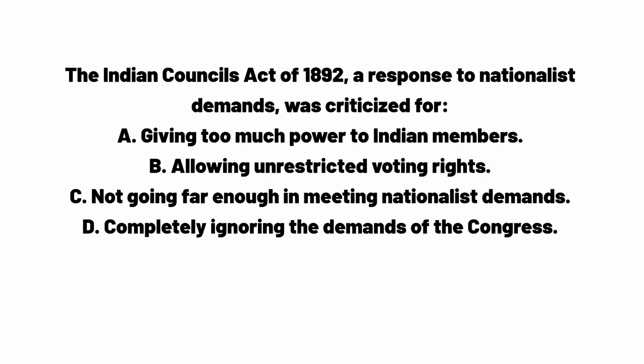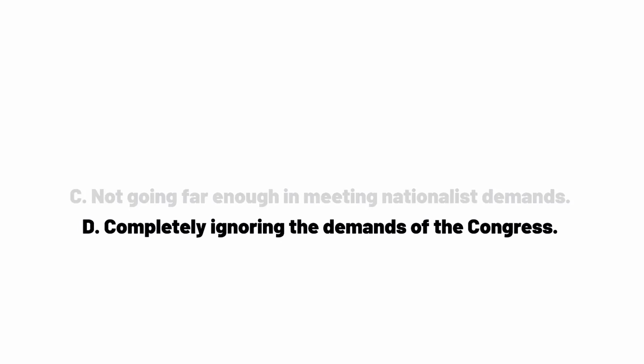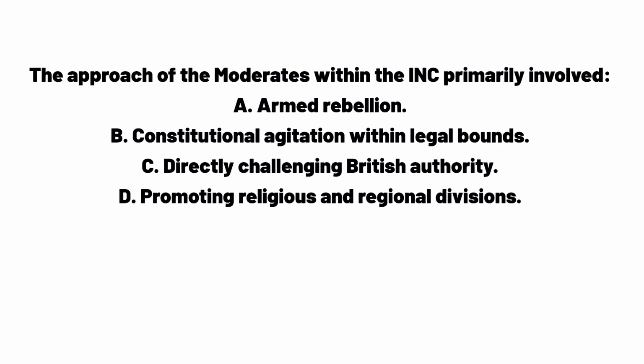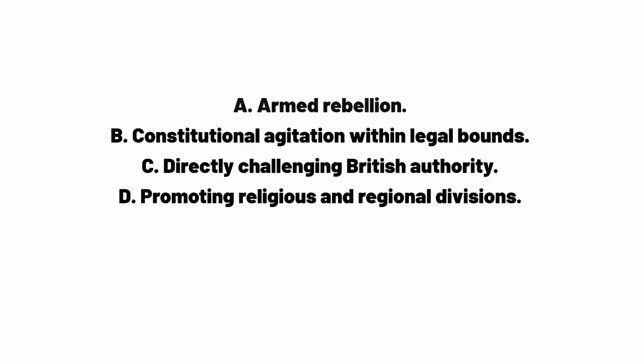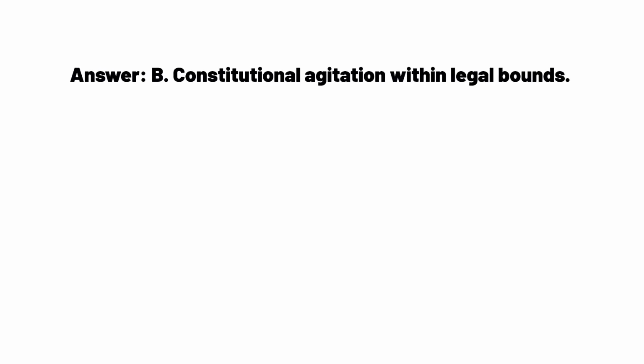The Indian Councils Act of 1892, a response to nationalist demands, was criticized for A. giving too much power to Indian members, B. allowing unrestricted voting rights, C. not going far enough in meeting nationalist demands, D. completely ignoring the demands of the Congress. Answer: C. not going far enough in meeting nationalist demands. The approach of the moderates within the INC primarily involved A. armed rebellion, B. constitutional agitation within legal bounds, C. directly challenging British authority, D. promoting religious and regional divisions. Answer: B. constitutional agitation within legal bounds.